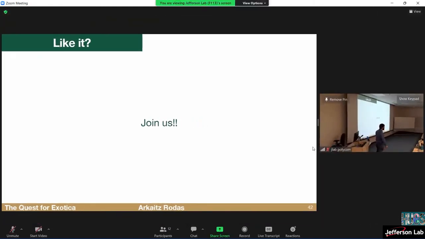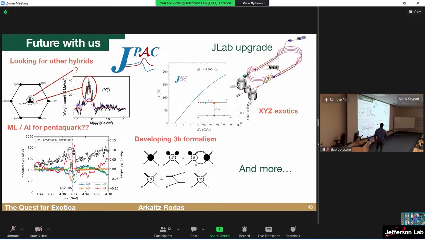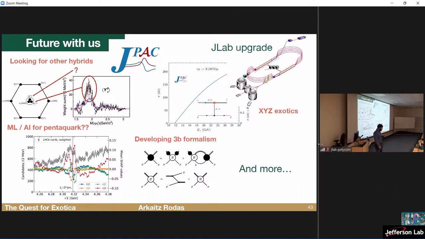Join us. We have 2 collaborations in Jefferson Lab that work on spectroscopy and this amplitude analysis. And so I'm going to introduce to you the wall of JPAC physics, the Joint Physics Analysis Center. If you want to work with us, we're going to be taking a look at all the possible hybrids.